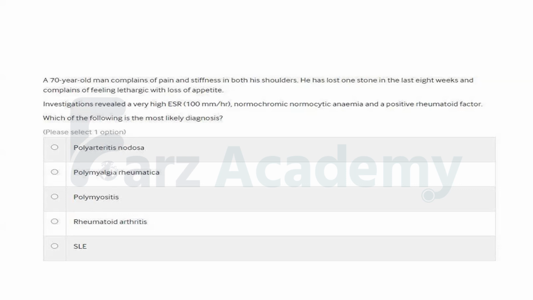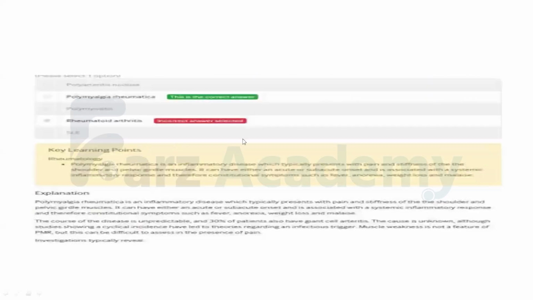Polymyalgia rheumatica. Yes, doctor, correct. So it is polymyalgia rheumatica. It is an inflammatory disease which typically presents with pain and stiffness of the shoulder and pelvic girdle muscles. It can have either an acute or subacute onset and is associated with systemic inflammatory response and therefore constitutional symptoms such as fever, anorexia, weight loss, and malaise. RA factor can be positive in many conditions. The course of the disease is unpredictable and 30% of the patients also have giant cell arteritis.